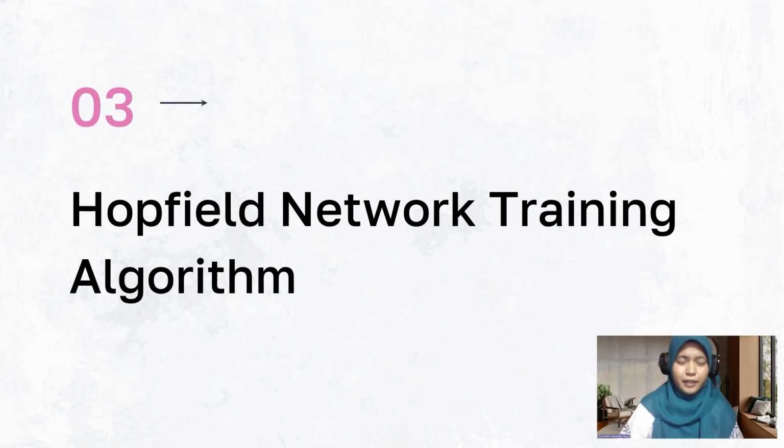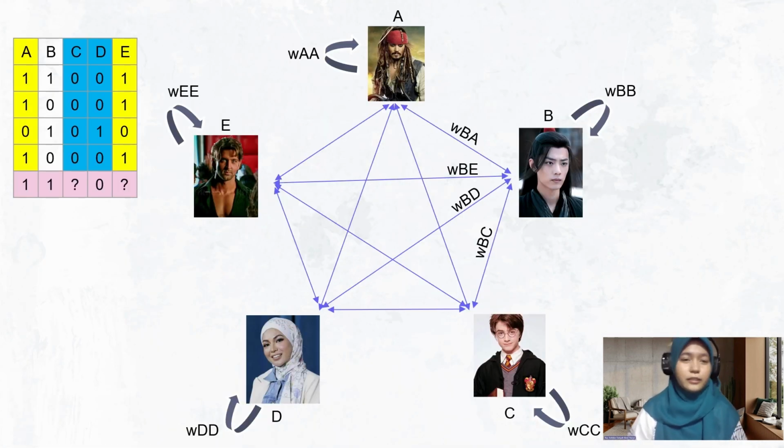Hi, I'm Ashikin. Today I will explain about the Hopfield network training algorithm. We start with a simple analogy. Imagine there is a group of 5 friends, A, B, C, D, and E. Assume there is an activity planned. Not all members can come. If the member can come, we consider he is active or state 1. If the member is busy, we consider it inactive or state 0.